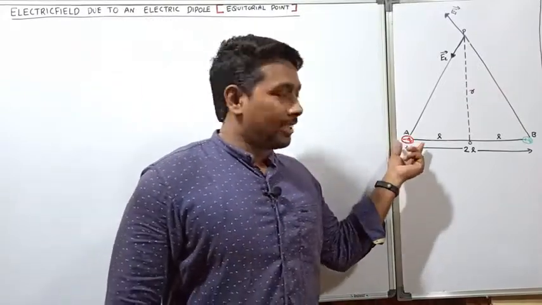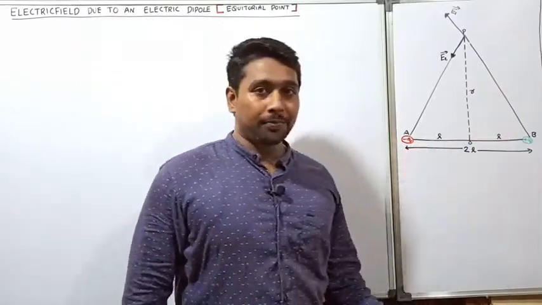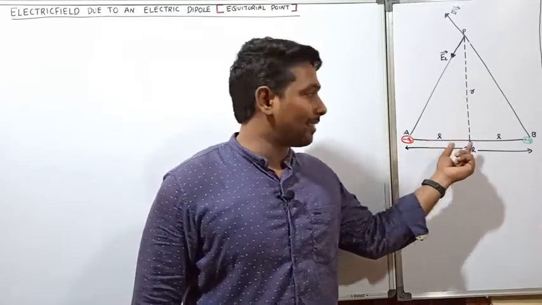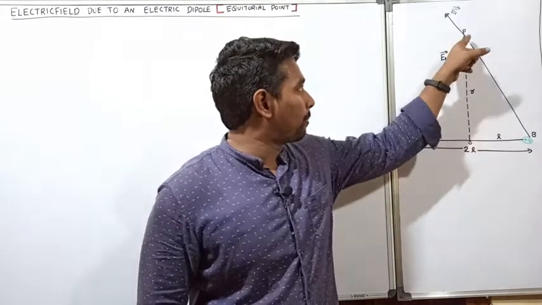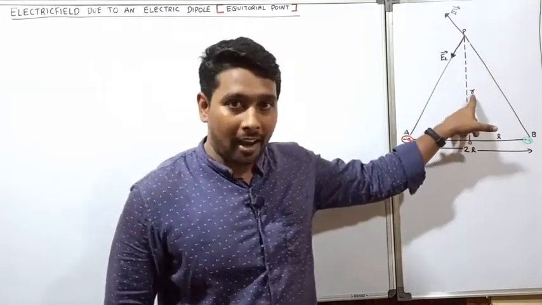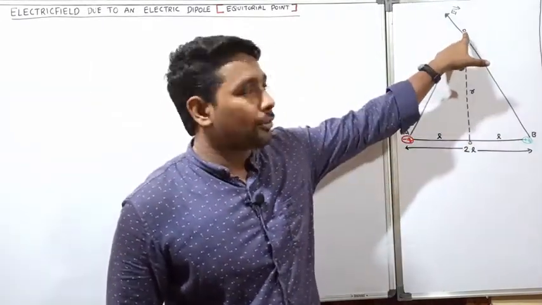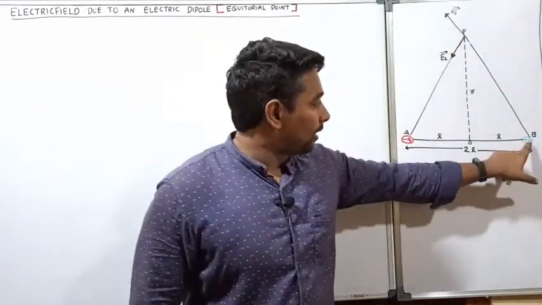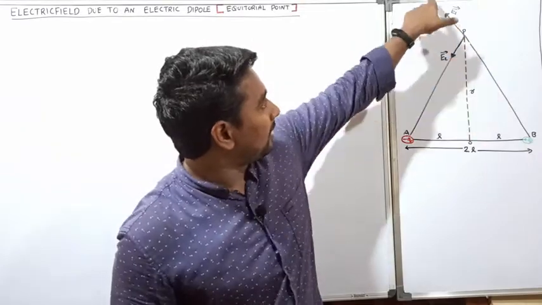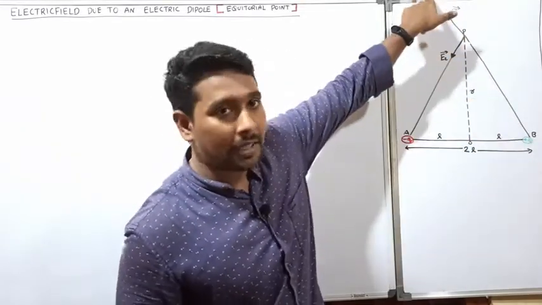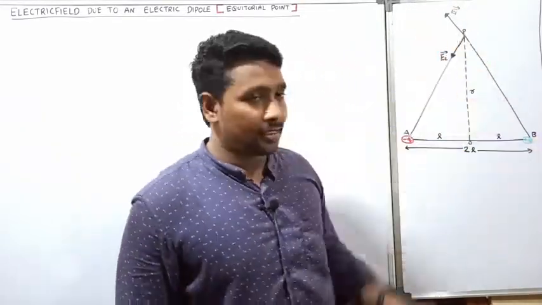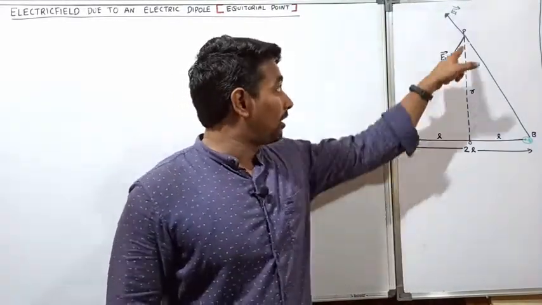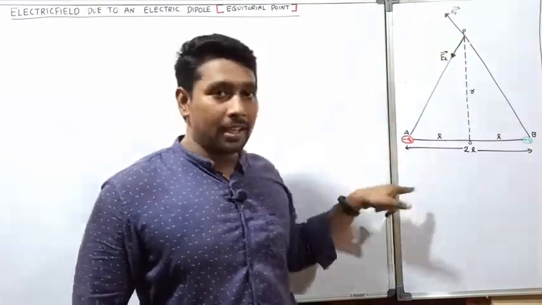So we consider a dipole, minus q and plus q, separated by a very small distance 2L. From the center, this distance is L and this distance is L, and we consider the perpendicular, which has a distance of r. Over this point, we are going to find the electric field due to these two charges. For the plus q charge, the electric field direction is like this, along BP, and for the minus q charge, the electric field direction is along PA, in this direction.